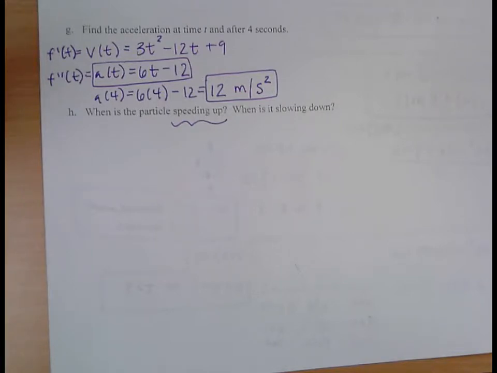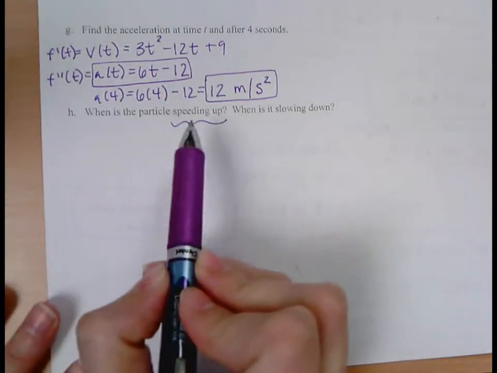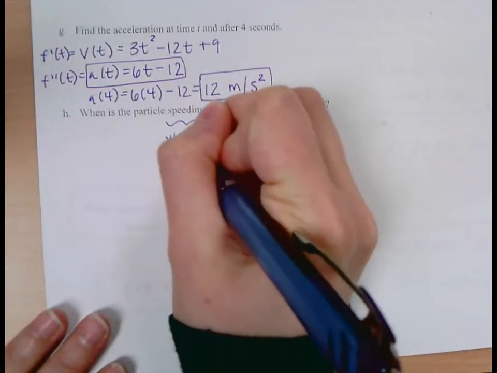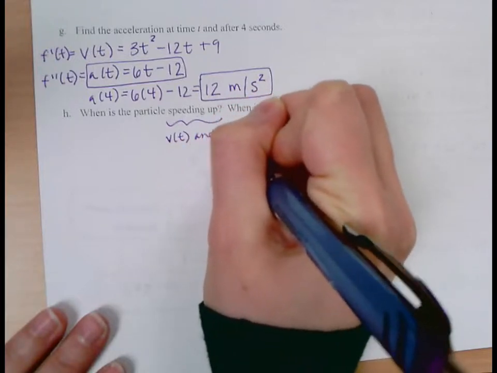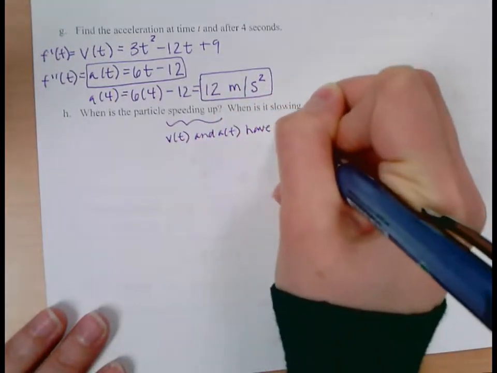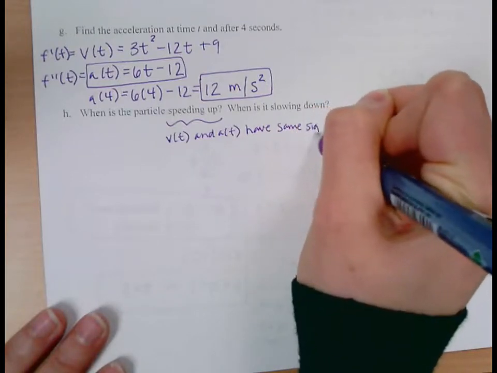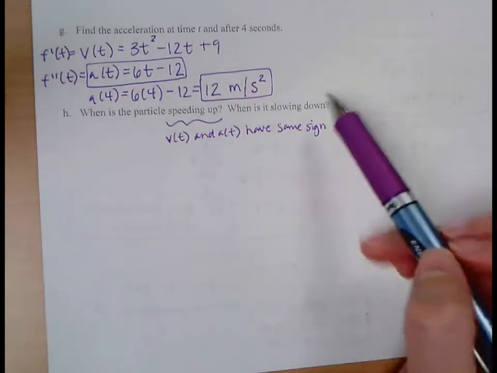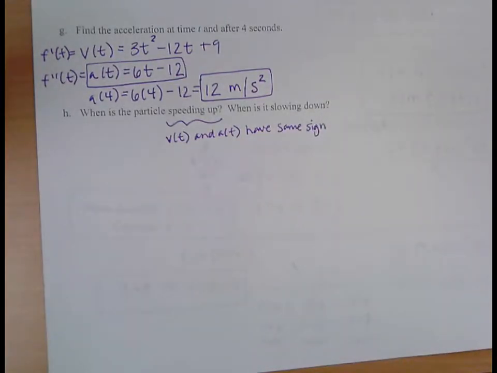Kind of. It's not only focused on the second derivative. I didn't know if anybody knew. That's why I was asking first. So, a particle is speeding up when your velocity and acceleration have the same sign. So if both velocity and acceleration are positive, it's speeding up. If both velocity and acceleration are negative, it is also speeding up. It is slowing down when velocity and acceleration are opposite signs.